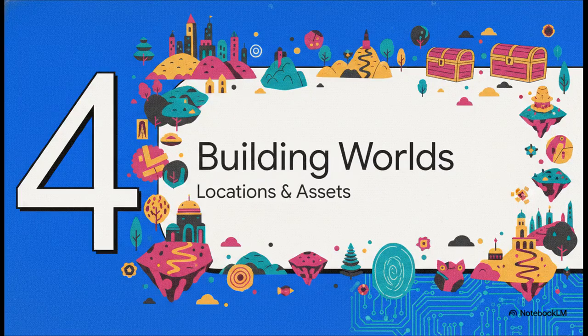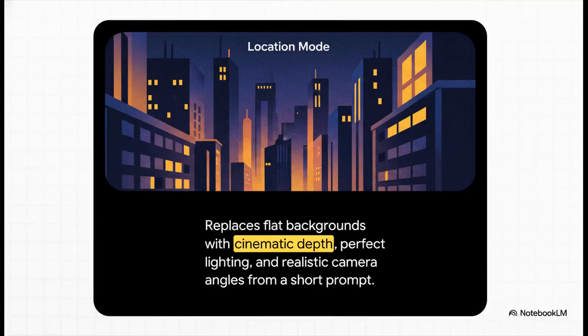Section 4. Step 2. Building worlds. Okay, now that we have our consistent characters cast, those beautifully detailed characters actually need a believable environment to exist within, right? To do this, we switch over to location mode. This completely replaces those flat, kind of unnatural AI backgrounds you're probably used to seeing everywhere.